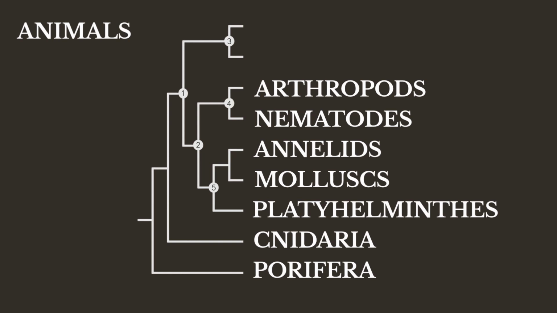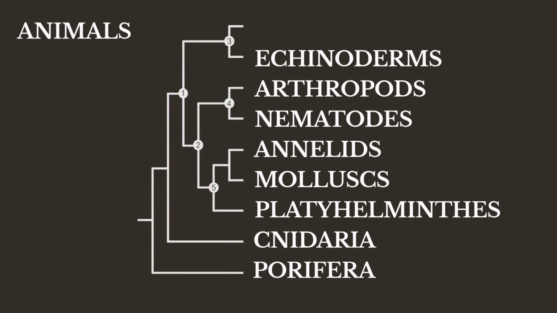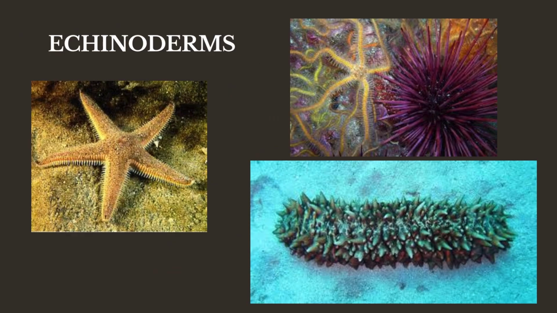Now, let's go into the group where the anus develops first instead of the mouth. Because from Platyhelminthes all the way up to arthropods, the mouth develops first. Let's talk about echinoderms, literally meaning spiny skin. They only live in the ocean and they move with a water pressure system in their body. These are your starfish, your urchins, even your sea cucumbers.